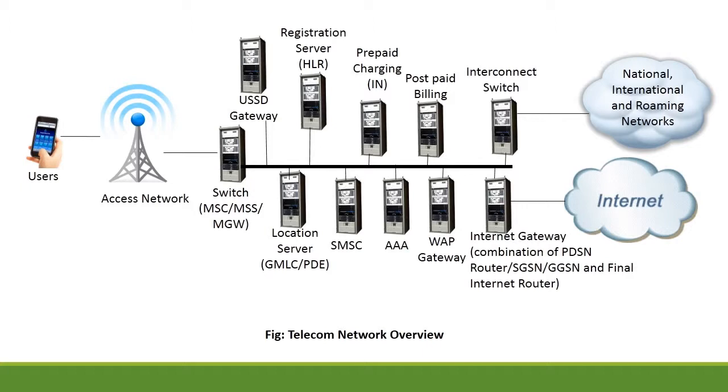Primarily, users are connected with the mobile switching center or mobile core network by this access network. Every user connects with the core switch through the access network. Here we can see the several servers or machines, and this is called the core network of a telecommunication network.